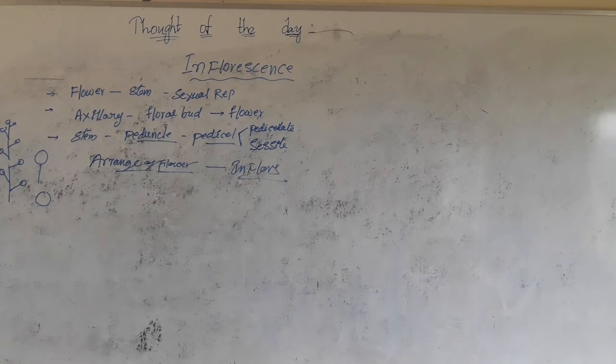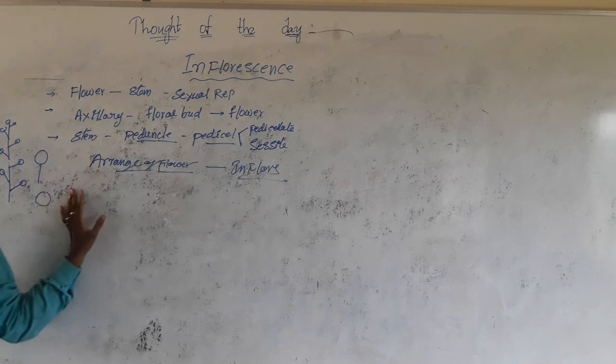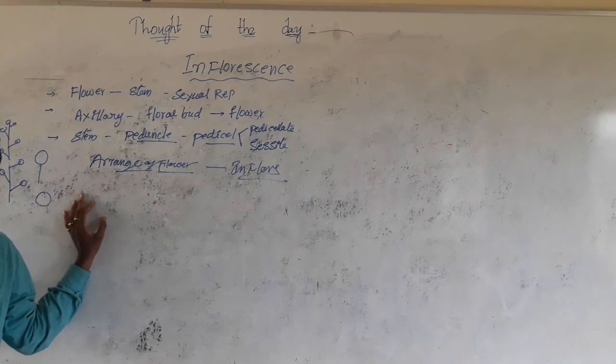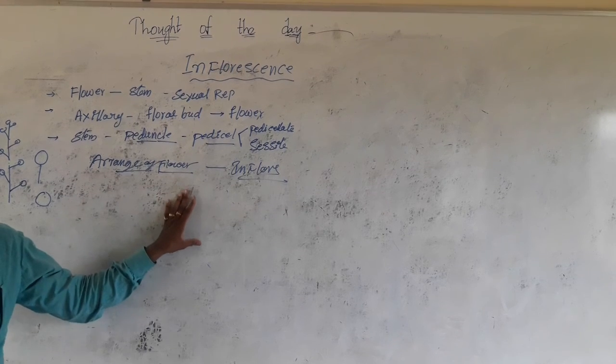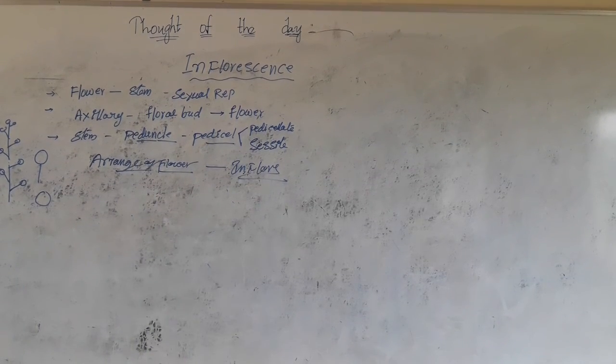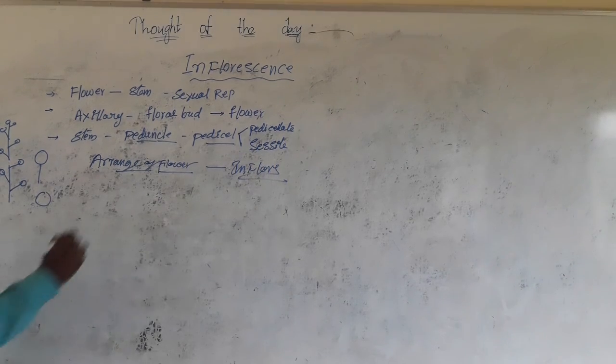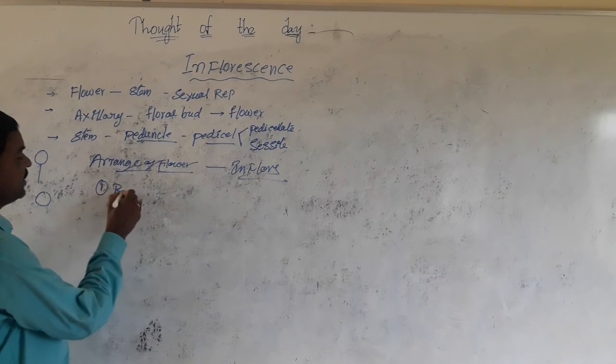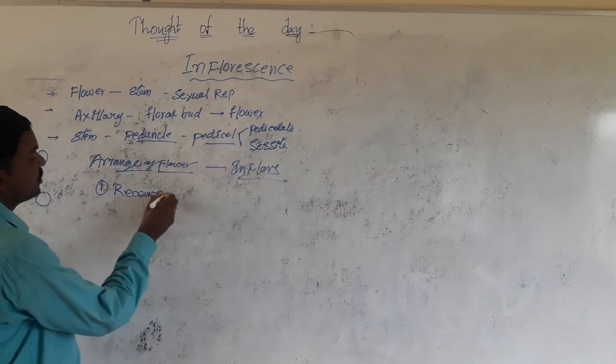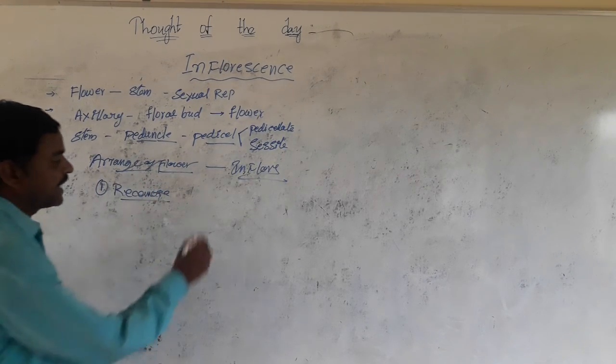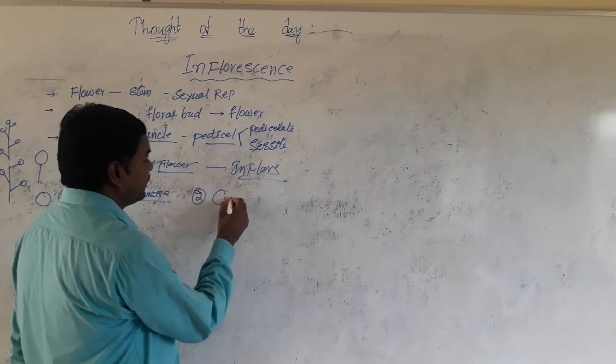Okay, so based on the arrangement of flowers and the opening of flowers on the peduncle, total inflorescences are divided into 3 types. This is the classification of inflorescences based on the arrangement and opening of flowers. One type of inflorescence is called racemose inflorescence. Second one, cymose inflorescence.